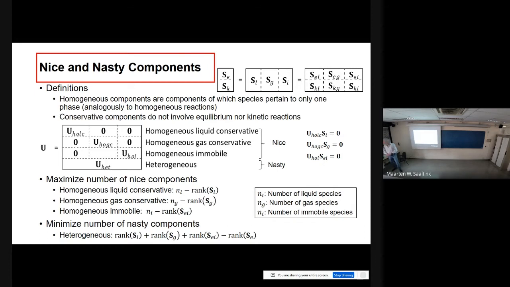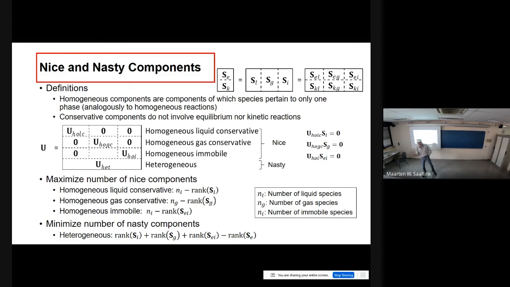Okay, now we go a little bit to the subject of this seminar, which is that I have the liberty to make my component matrix as I want. There are lots of different ways, but of course I wanted to do it in a nice way. And what is a nice way? Well, we have to make some definitions. First definition is what I call homogeneous components. This is a little bit in analogy to the homogeneous reactions.